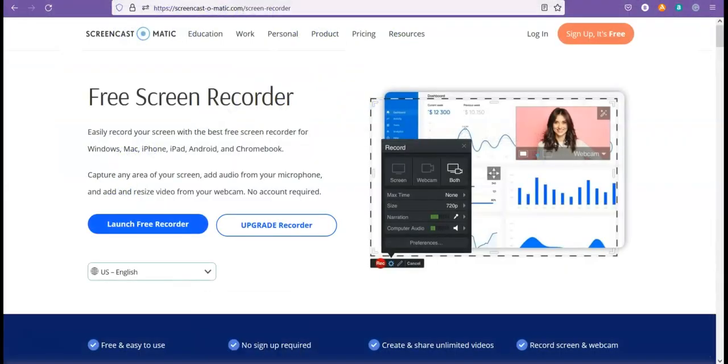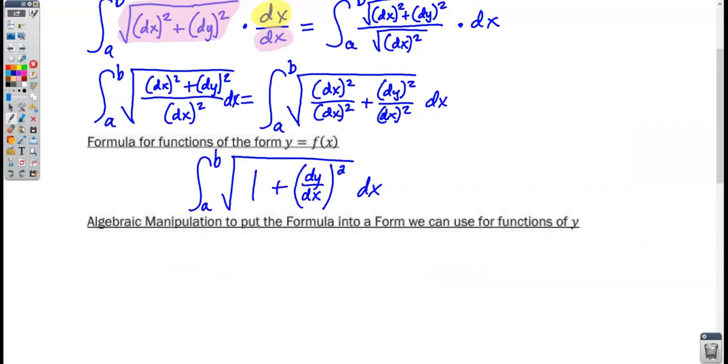Whoa, oh no, crash, we've had a crash. Sorry about that. Some technical difficulties. My presentation software crashed there.